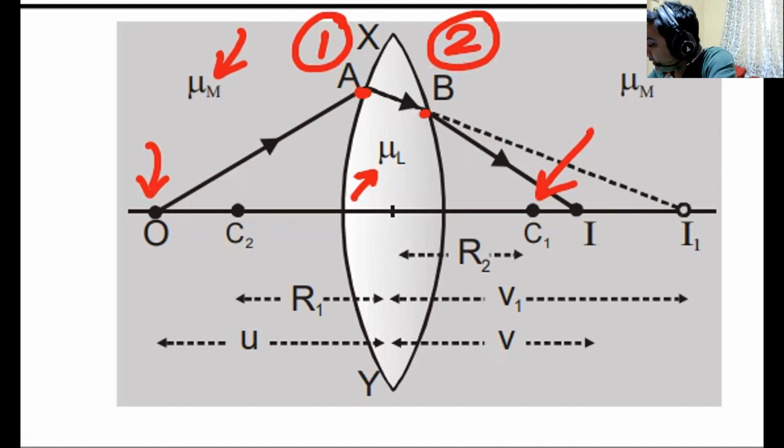Now we come to this C1. What is this C1 now? Understand the terms and it becomes easier for you to solve any question. C1 is the center of curvature for the first surface. Do we understand this? Yes, sir. C1 is the center of curvature for the first surface, and there is a small thing written here. This is R1. What do you mean by R1?